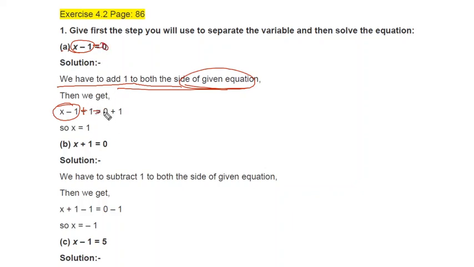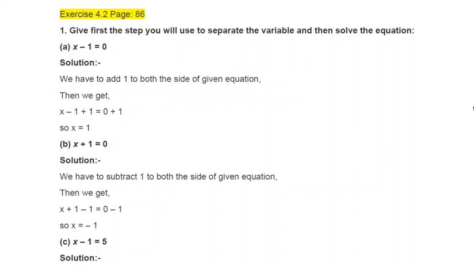0 plus 1. As we are adding, it will be plus 1. Okay. So then what will happen? Minus 1 plus 1 cancels. x will be equal to, here it is only 1. So x equal to 1. We solved the equation. Okay.